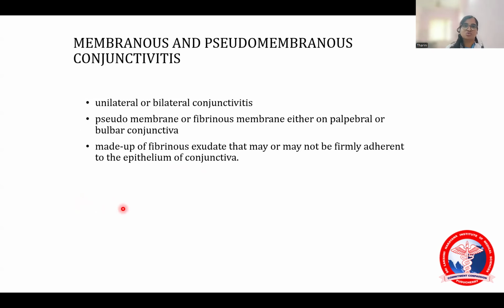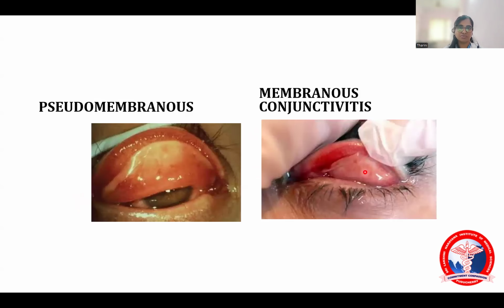Then comes membranous and pseudomembranous conjunctivitis. This can be unilateral or bilateral conjunctivitis. Pseudomembrane or fibrinous membrane can occur in either the palpebral or bulbar conjunctiva. It is made of fibrinous exudate that may or may not be firmly adherent to the epithelium of the conjunctiva. This is a picture showing a pseudomembrane, and this is a true membranous conjunctivitis. A pseudomembrane comes off easily if we try to peel it off, whereas a true membrane is strongly adherent to the underlying surface, and when we try to peel it off, it will bleed.